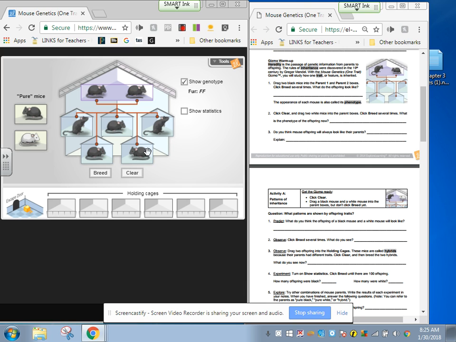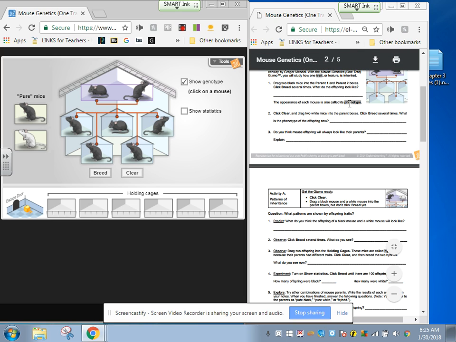I would say they were all black. Now, some people wrote down they look the same. That does not actually answer the question. You have to say what the offspring themselves look like. You can't just say they look the same. The offspring themselves look black. And then they tell you that the phenotype is the appearance of each mouse. So essentially, we just did the phenotype.